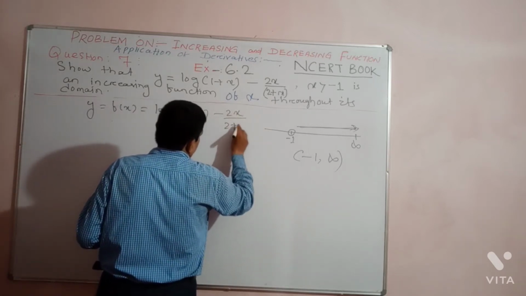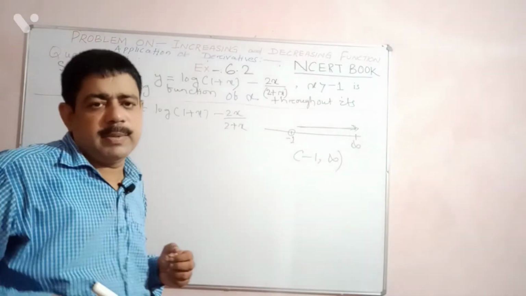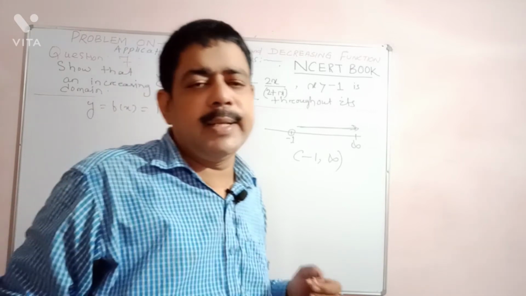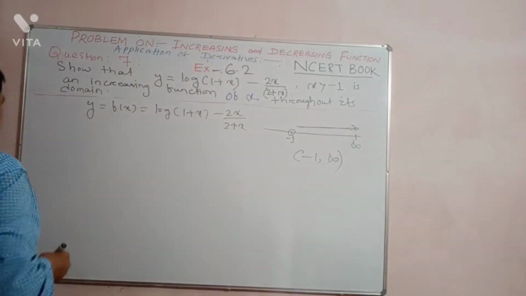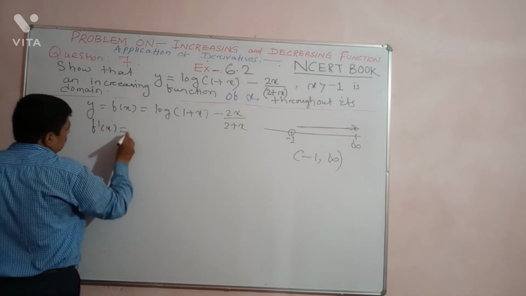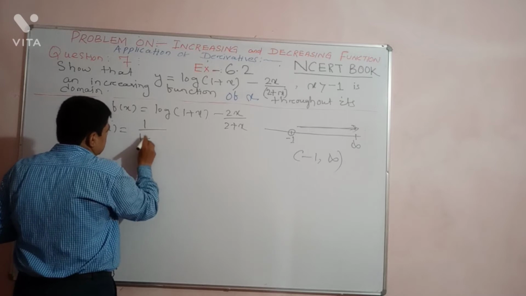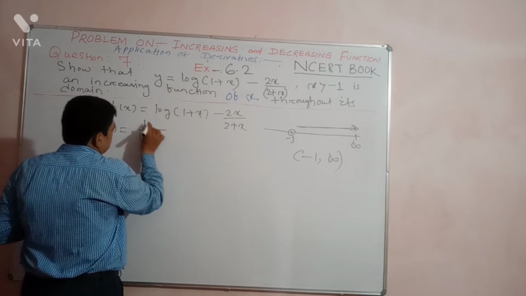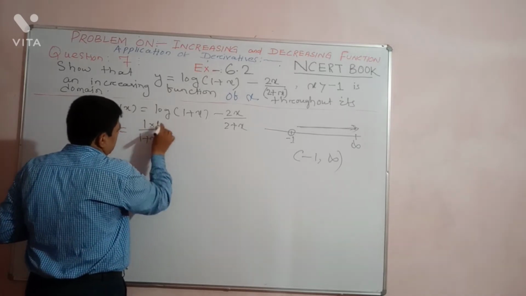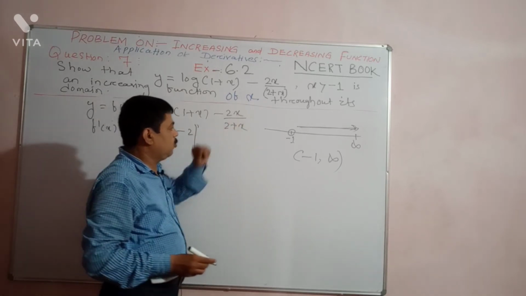Before we find the increasing and decreasing behavior, we have to find the slope by finding the derivative. Let's find the derivative of the function, f dash x is equal to the derivative of log(1 plus x), which is 1 divided by (1 plus x), into the derivative of 1 plus x, minus the derivative of x divided by (2 plus x).